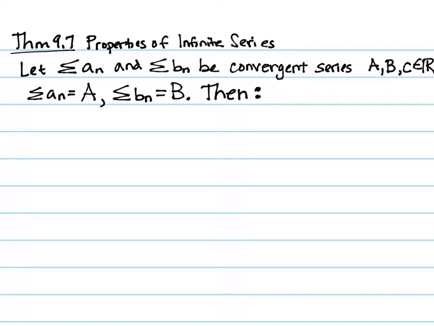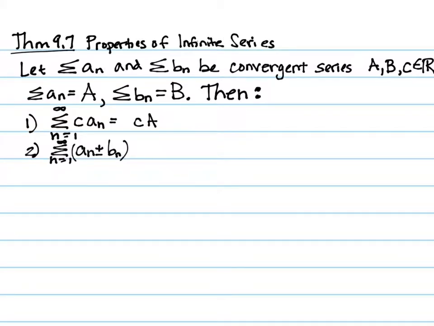Then, number 1, if you have the summation from n equal 1 to infinity of c times a sub n, it's going to equal c times A. We saw a very similar statement of this with sequences already in 9.1, and it works as well for series because a series is simply a sequence of partial sums, right? The second one is the summation from n equal 1 to infinity of a sub n plus or minus b sub n. Again, we saw this before, it's going to be A plus or minus B.